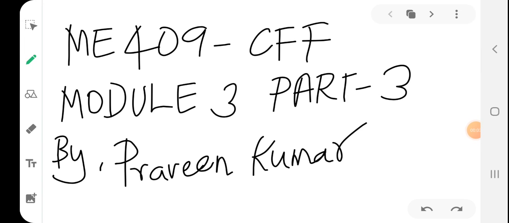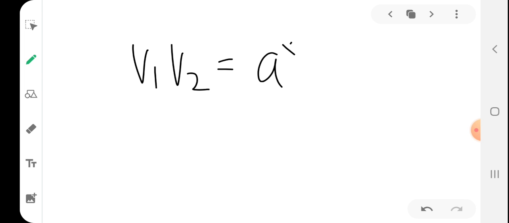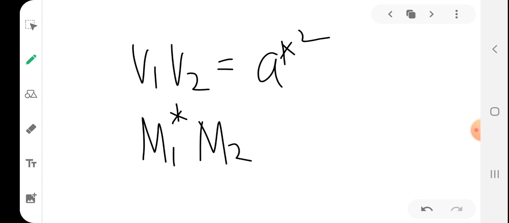So students, in the previous session we have already studied the concept of the Prandtl-Meyer relation for a normal shock. So what was the Prandtl-Meyer relation? The Prandtl-Meyer relation was V1 into V2 is equal to a star square. V1 is the upstream velocity and V2 is the downstream velocity, or we can write it as: the product of the reference Mach number upstream and downstream will yield you unity, 1.